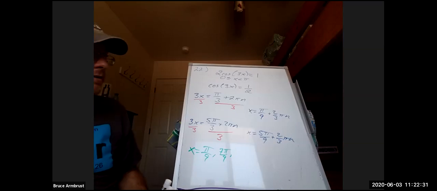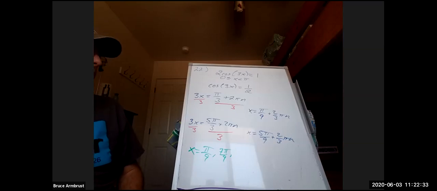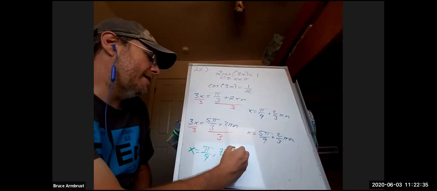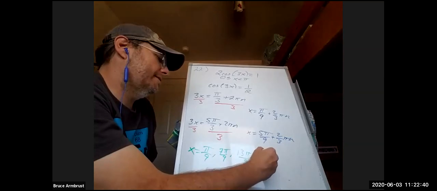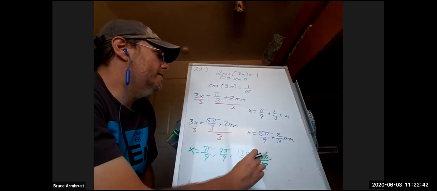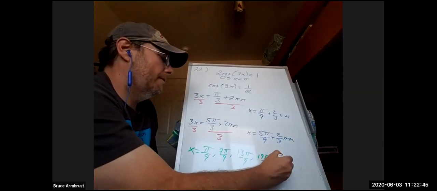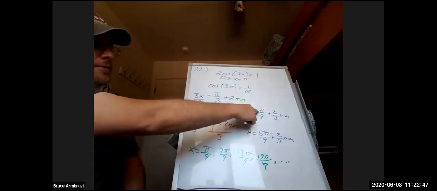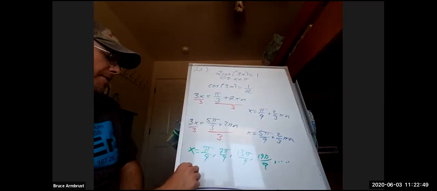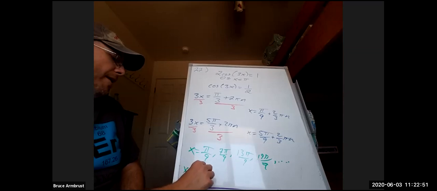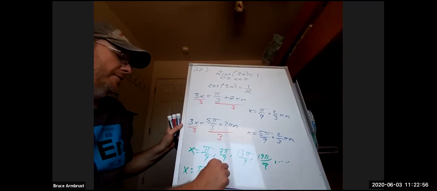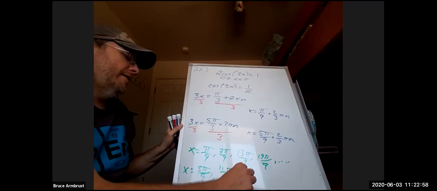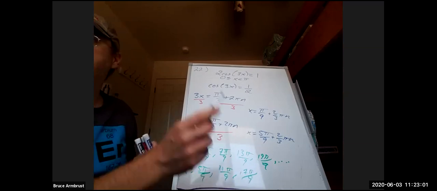And then continue. The next one, I would add another 2/3 pi or another 6/9, which would give me 13/9, and then 19/9, and so on down the line. Okay, so those are the ones that come from the first. From the second one, similarly, I'm going to start with 5 pi over 9, and then I'm going to add 2/3, which is 6/9, so that would be 11 pi over 9, 17 pi over 9, and so on down the line.